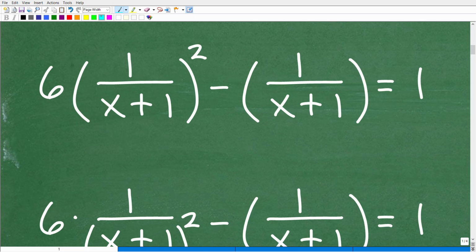But just make sure, if you are at this level of math, which would be first year algebra, second year algebra, college algebra, pre-calculus, this is definitely a problem that you should be able to solve. Okay, so let's get into it.